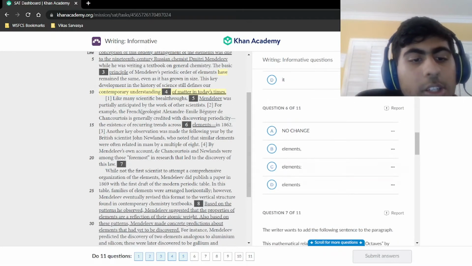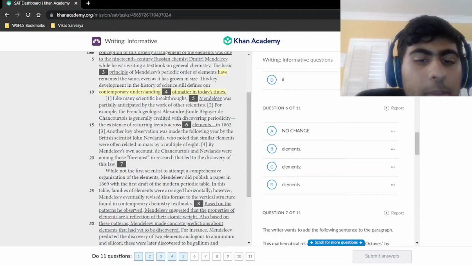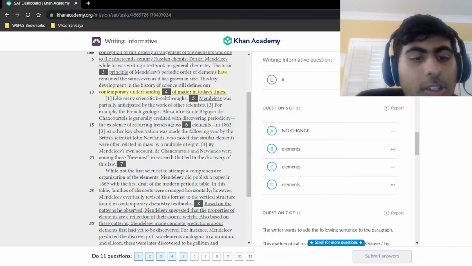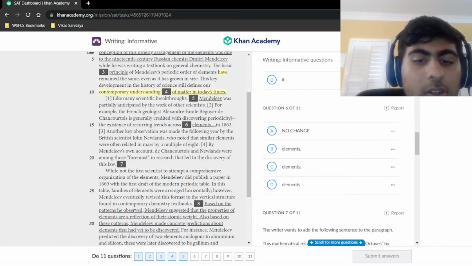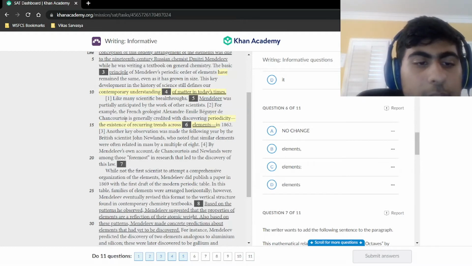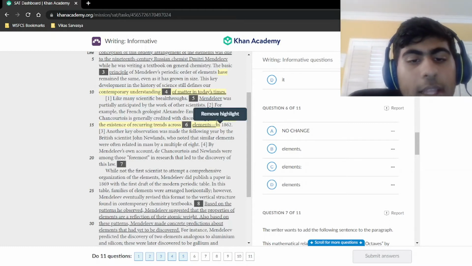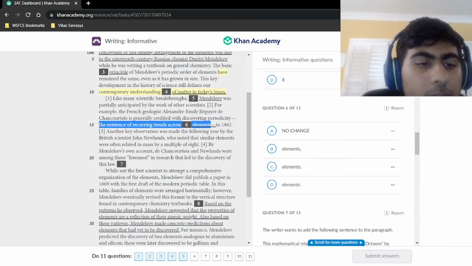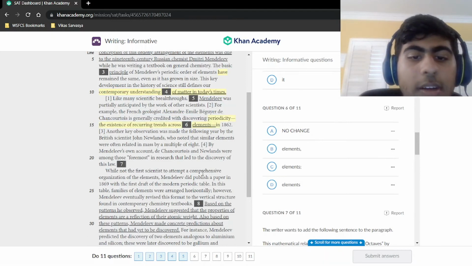For example, the French geologist Alexandre Emile Beguer de Chancourtois, long name, is generally credited with discovering periodicity, the existence of recurring trends across elements. So this part is going to be a non-essential part, right? So it's going to say, is generally credited with discovering periodicity in 1862. That's essentially what we could say, right? We can just get rid of this.